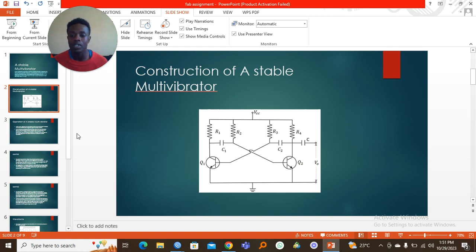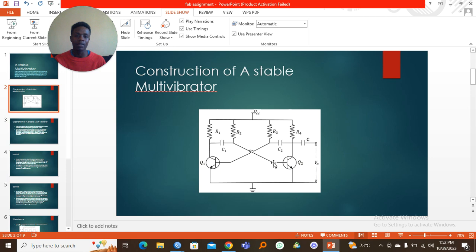So in this circuit, because the two transistors are alike, when C1 reaches the biasing voltage of transistor Q2, which is 0.7, transistor Q2 starts conducting.